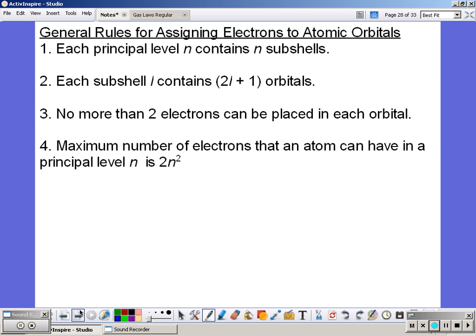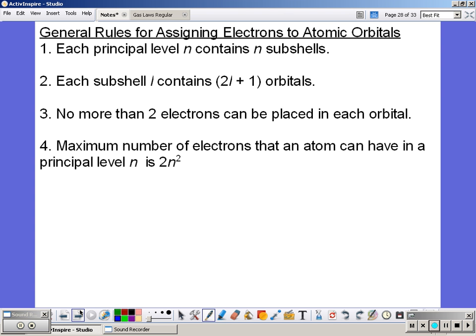Alright, so some general rules for assigning electrons to atomic orbitals. Each principal energy level, n, contains n sublevels. So if you're on the first energy level, you have one sublevel. The second energy level, you have two sublevels. Each sublevel, L, contains 2L plus 1 orbitals. So if you're in the S sublevel, L is 0. So 2 times 0 is 0, plus 1 is 1. So you have one orbital in the S sublevel.